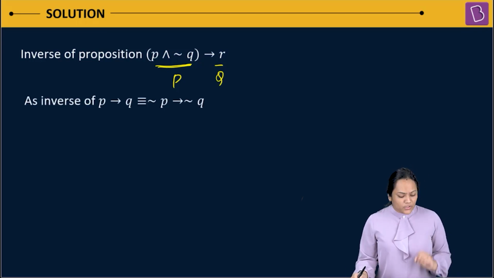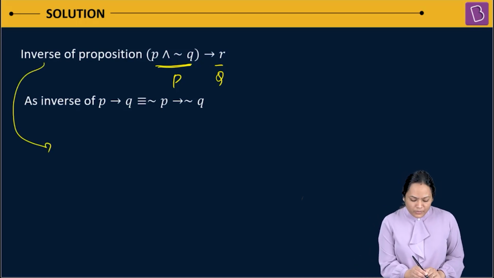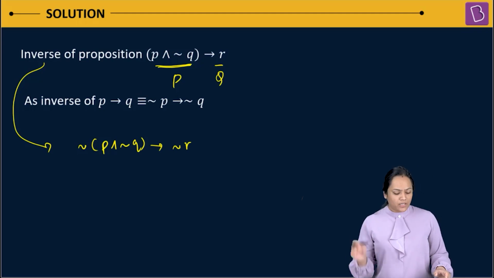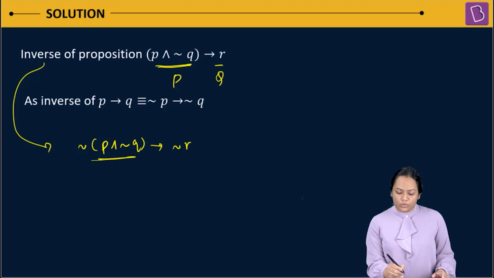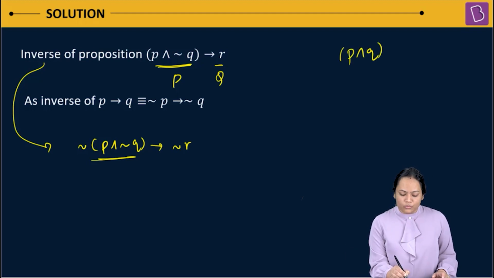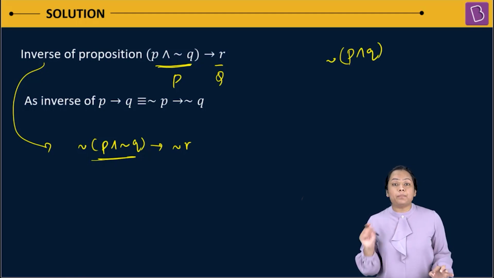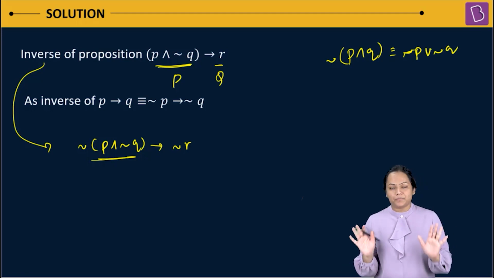This is the inverse. So in this case, if I have to find the inverse of this, it's going to be negation of P and negation Q implies negation R, isn't it? Now I have to simplify this first part. So we already know that if I have P and Q, what is the negation of this? Well, negation of and becomes or, right? So this is going to become negation of P or negation of Q. Is this much clear? Okay, perfect.